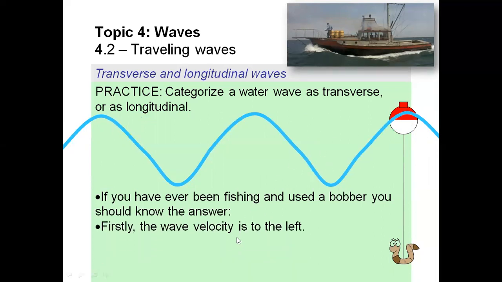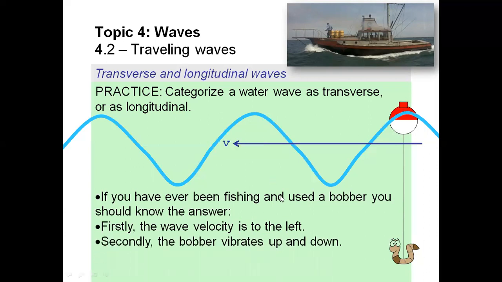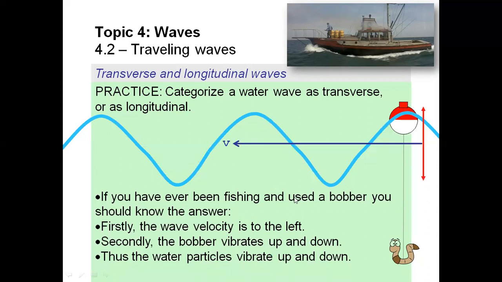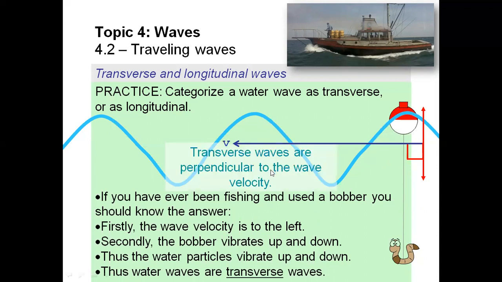So that means water waves are going to be transverse waves. Firstly, the wave velocity is to the left side, given. And secondly, the bobber vibrates up and down. So the water particles vibrate up and down, and the angle between the wave velocity and vibrations is 90 degrees. That's why water waves are transverse waves. So again, transverse waves are perpendicular to the wave velocity.